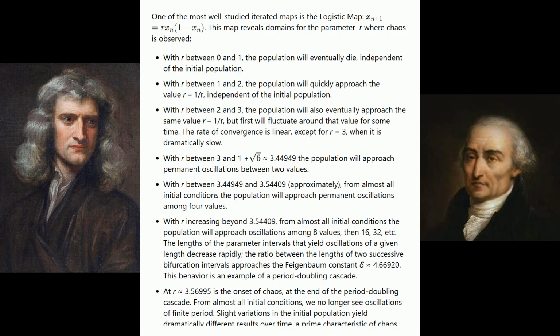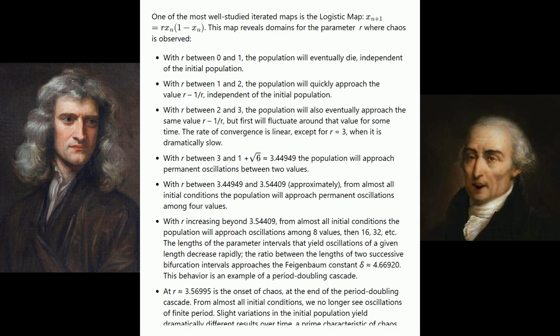This map reveals domains for the parameter r where chaos is observed. With r between 0 and 1, the population will eventually die, independent of the initial population. With r between 1 and 2, the population will quickly approach the value r minus 1 divided by r, independent of the initial population. With r between 2 and 3, the population will also eventually approach the same value r minus 1 divided by r, but first will fluctuate around that value for some time. The rate of convergence is linear, except for r equals 3, when it is dramatically slow.